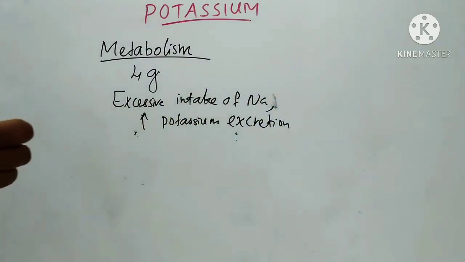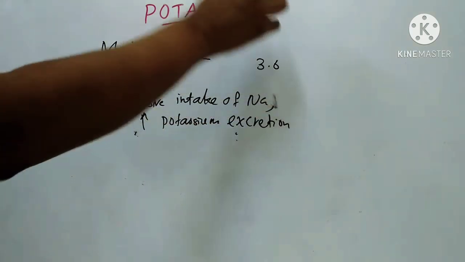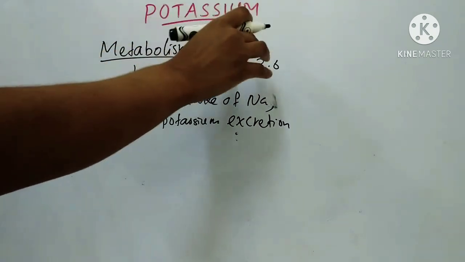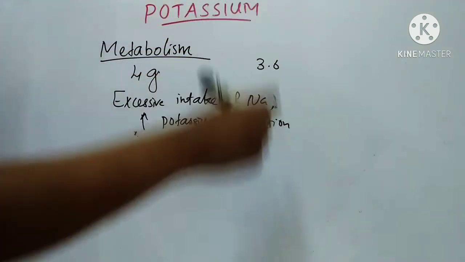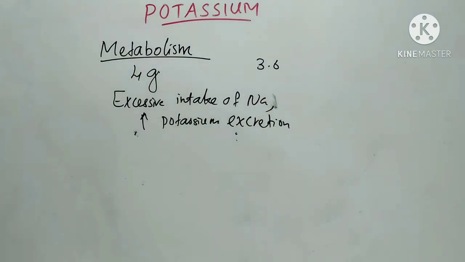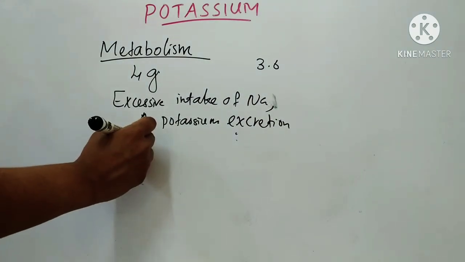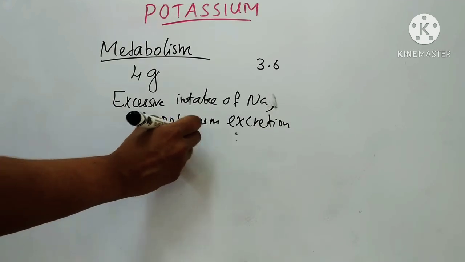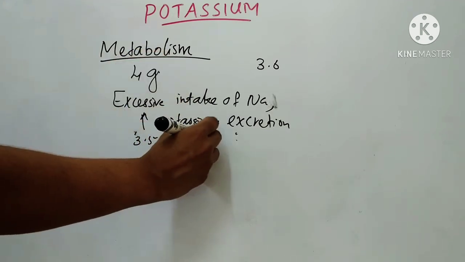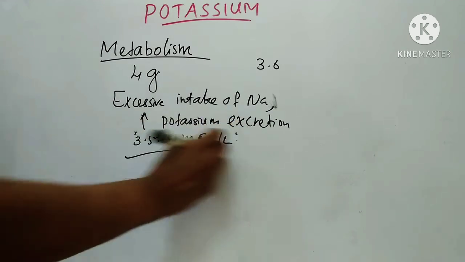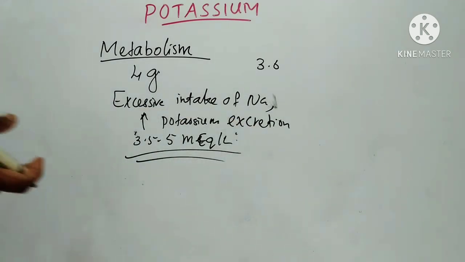Potassium excretion increases. The average human body contains about 3.6 moles of this potassium. The normal concentration of plasma potassium is 3.5 to 5 milliequivalents per liter. This is maintained by sodium potassium ATPase, or the sodium pump.